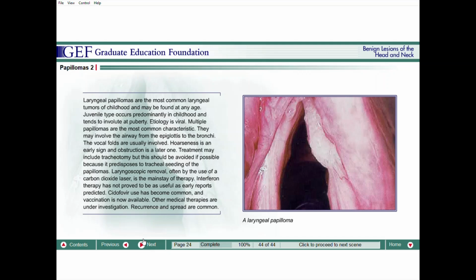Treatment may include tracheotomy, but this should be avoided if possible because it predisposes to tracheal seeding of the papillomas. Laryngoscopic removal, often by the use of a carbon dioxide laser, is the mainstay of therapy. Interferon therapy has not proven to be as useful as early reports predicted. Cidofovir use has become common, and vaccination is now available. Other medical therapies are under investigation. Recurrence and spread are common.